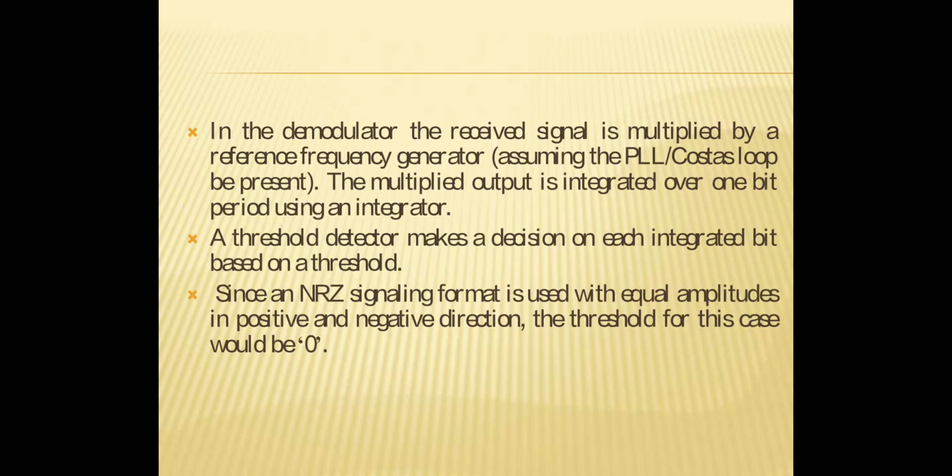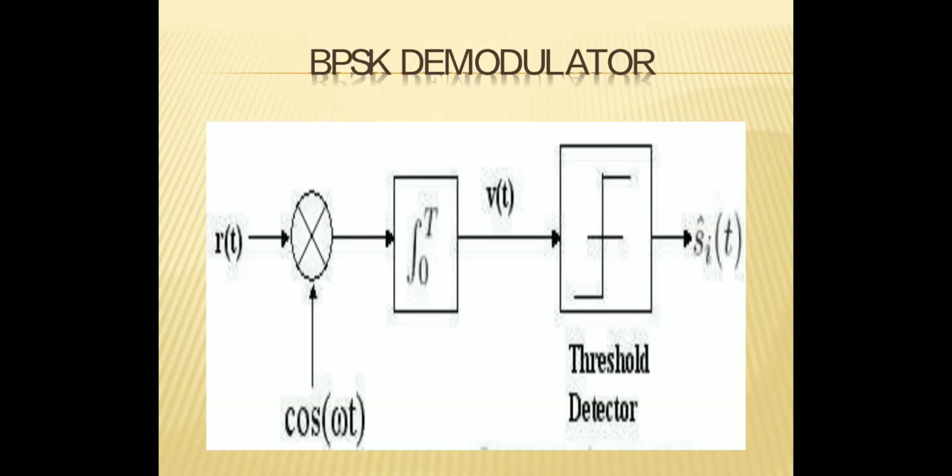In the demodulator, the received signal is multiplied by a reference frequency generator, assuming PLL to be present. The multiplied output is integrated over 1 bit period using an integrator. A threshold detector makes a decision on each integrated bit based on the threshold. Since the NRZ signaling format is used with equal amplitudes in positive and negative direction, the threshold for this case will be 0. So this is the demodulator.